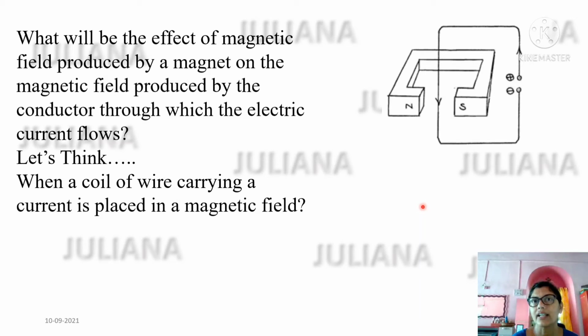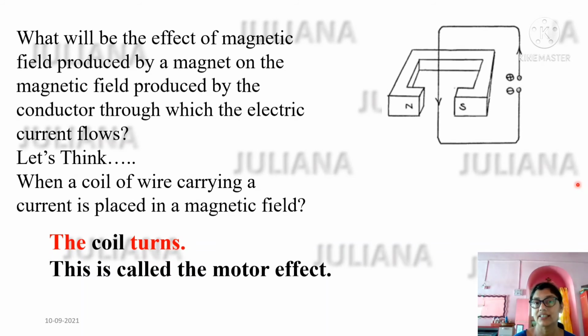Think about it. There are two magnetic fields. What happens when we bring two bar magnets close to each other? If they are unlike poles, they will attract. And if they are like poles, they will repel, right? So the same concept can be applied in this case as well. When a coil of wire carrying a current, which now has its own magnetic field, is placed in a magnetic field, the coil will start turning. This is called the motor effect, because the coil will start rotating as both the magnetic fields interact with each other.